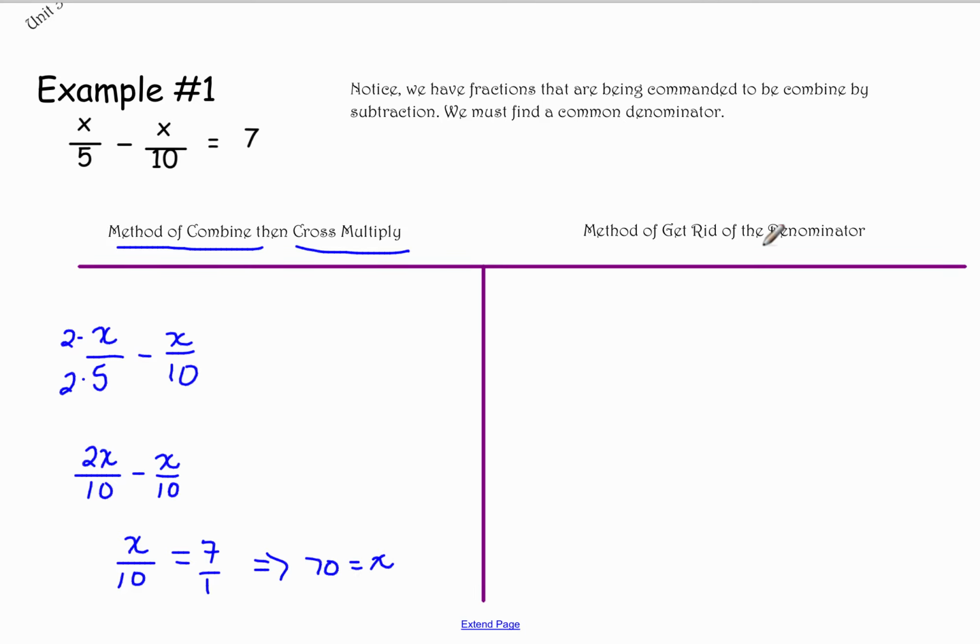So now I'm going to show you another way. I'm going to show you a way that we get rid of the denominator so we don't even have to worry about it. So x over 5 minus x over 10 equals 7. So my method here is find the least common denominator, then multiply every term by it.